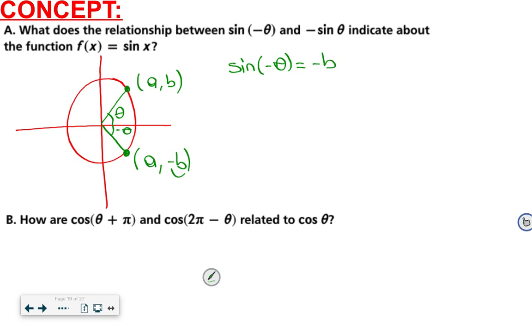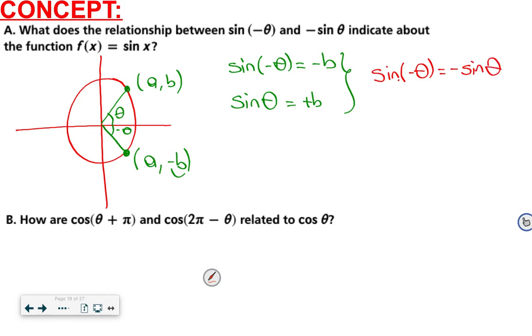Alright, what is this sine theta? Sine theta is going to be positive B. So what is the relationship between that? Sine negative theta is going to become minus sine theta.